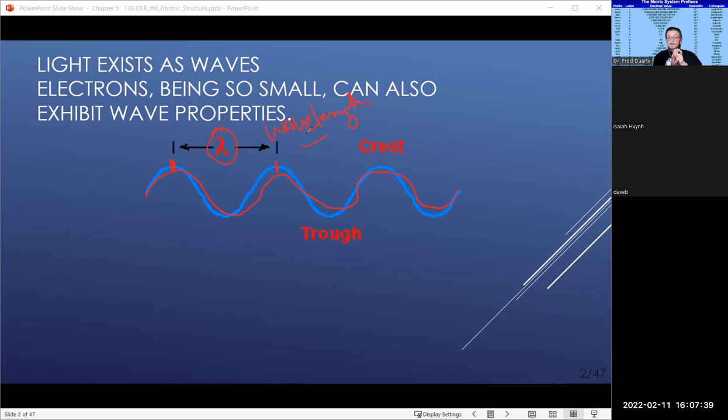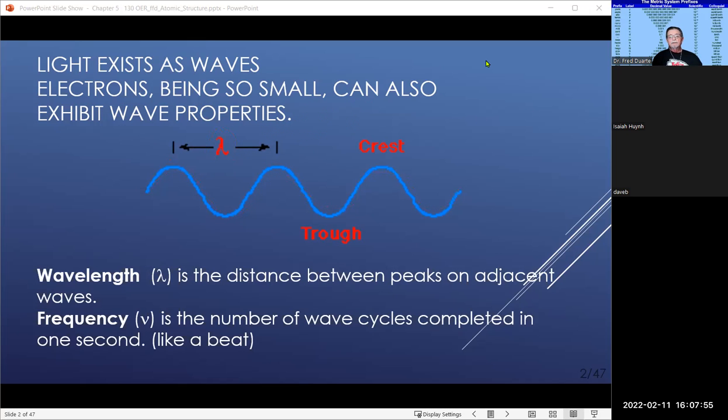And these wavelengths have specific distances. It could be nanometers, 10 to the negative 9 meters. It could be micrometers. It is a specific measurement. Now, the frequency here, we talk about the wavelength, and I just described that.